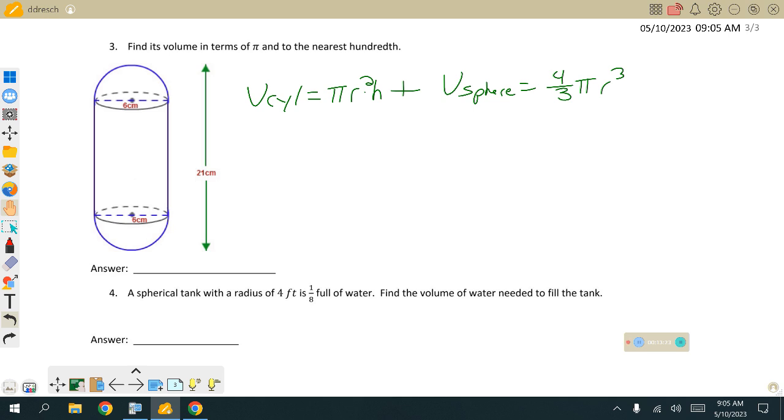For that cylinder, what's the radius of my cylinder there? Radius is 3. That 6 is representing the diameter. So yes, the radius is 3. Looking at that cylinder, what is my cylinder's height? Hopefully you're agreeing it's not 21. But what is the height of that cylinder?